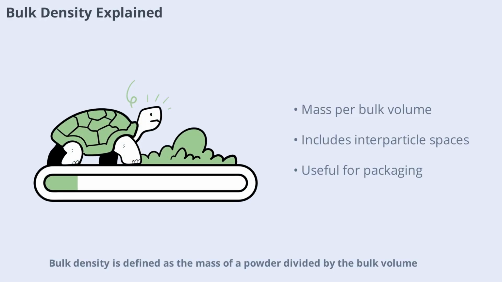Bulk density is defined as the mass of a powder divided by the bulk volume, which includes the spaces between particles. It's measured using a graduated cylinder or a tap density tester before tapping. Bulk density provides a quick estimate of how much space a given mass of powder will occupy, which is useful for packaging and storage calculations.